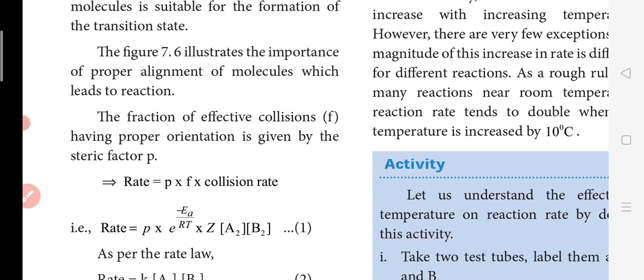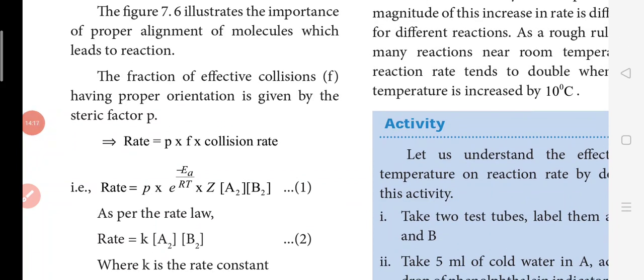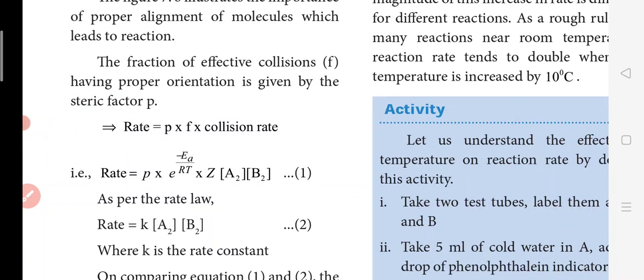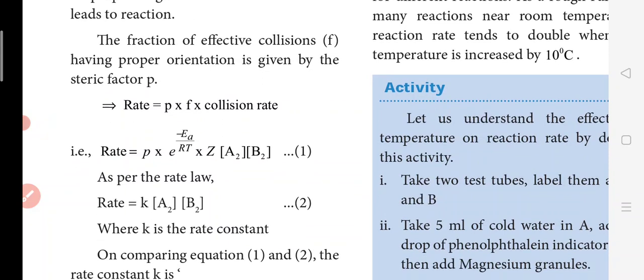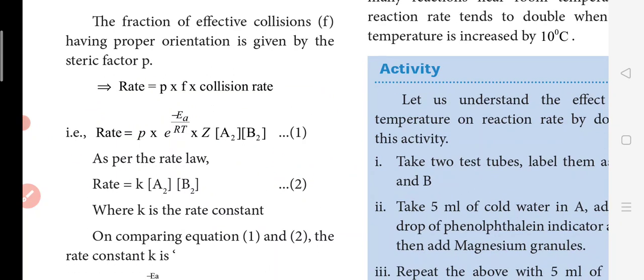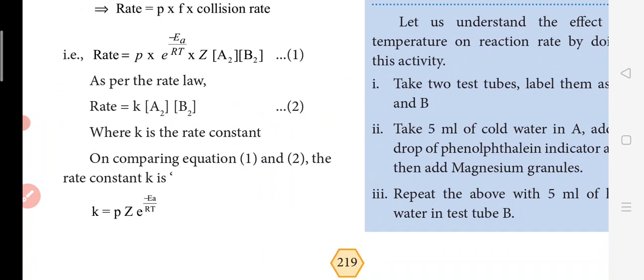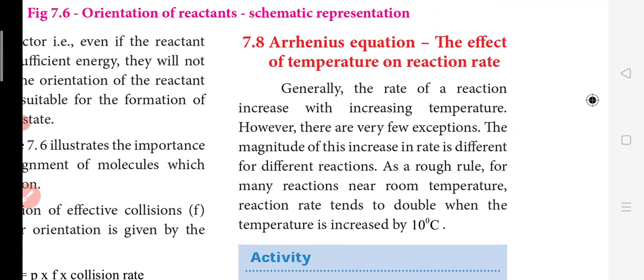proper product formation will not happen. The fraction of effective collisions having a proper orientation is given by a steric factor P. So rate is equal to P into F into collision rate. We already have the collision factor F as e power minus EA by RT, and the collision rate is given by Z into A2 B2. As per the rate law, rate is equal to K into A2 B2, where K is the rate constant. On comparing equations 1 and 2, the rate constant K is equal to PZ e power minus EA by RT.